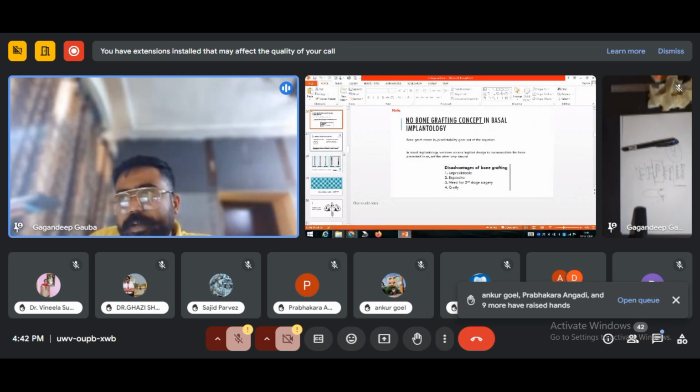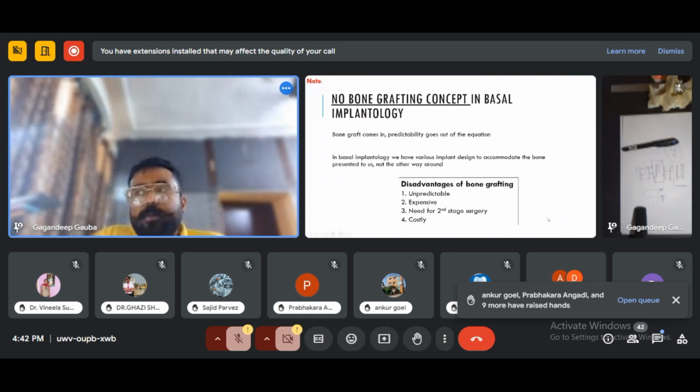In basal implantology, we go with the no bone grafting concept. We don't bone graft ever. Why? Because bone grafting is unpredictable. Once the bone graft comes in, the predictability goes out of the equation.